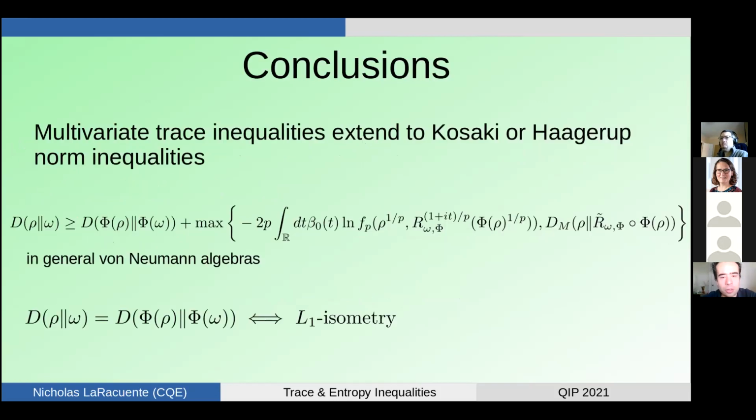So this is where I'll conclude. I think that I'm already basically out of time. So these three ideas I showed: the multivariate trace inequalities, general von Neumann algebra recovery inequalities, and the saturation condition.